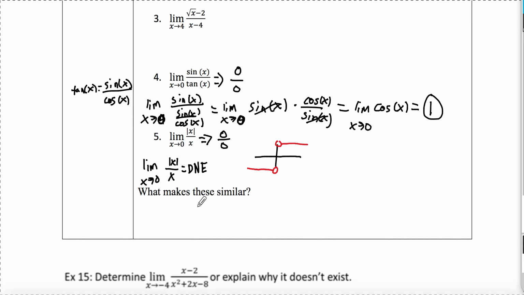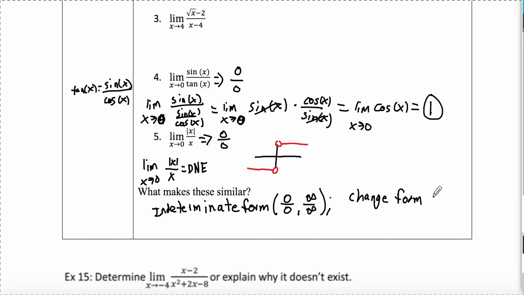Okay. What makes these similar? When we get 0 over 0 or infinity over infinity, we call these indeterminate forms. We'll see that word come up several times this year. Indeterminate forms like this are what's key here. And we have to change the form of the expression, usually by multiplying by a conjugate or factoring or being a little clever there. So you can go ahead and put a note, factoring, etc.